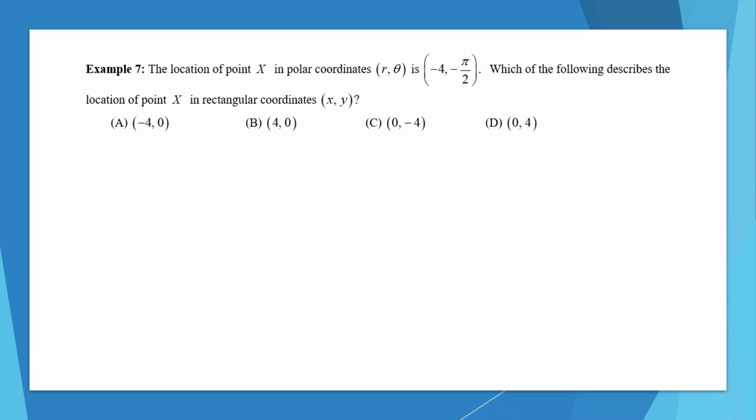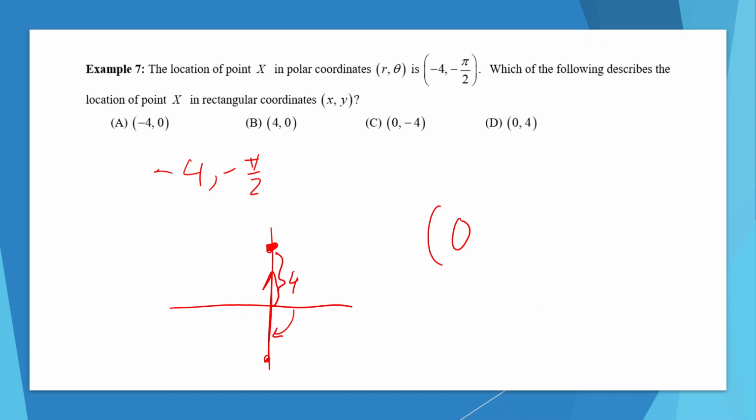And then final example, example number 7. The location of a polar coordinate is negative 4 comma negative π over 2. Which of the following describes the rectangular coordinate? So here we have negative π over 2. So you're going 90 degrees clockwise. And then negative 4. So instead of it being here, you're going the opposite direction 4. And so this coordinate right here, if this is 4 units away from the origin, should just be 0 comma 4. And so D should be our answer for example 7.